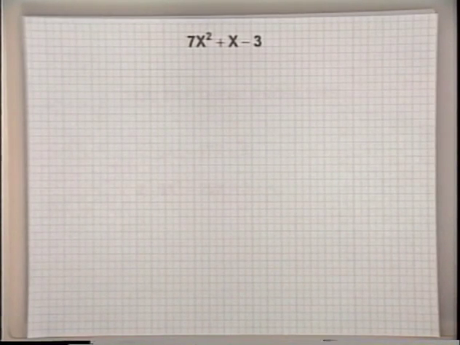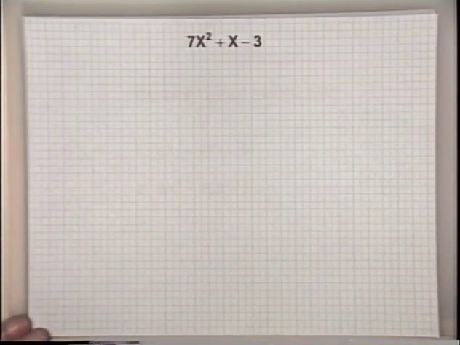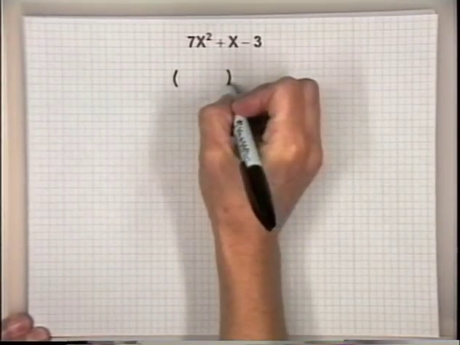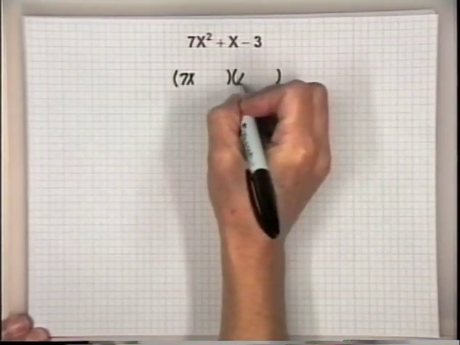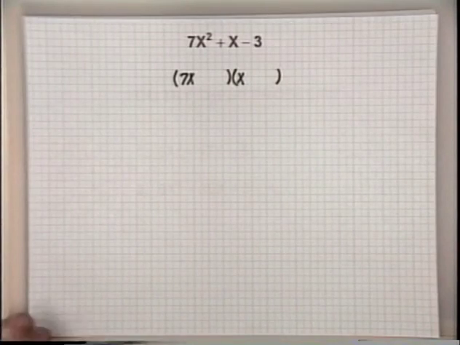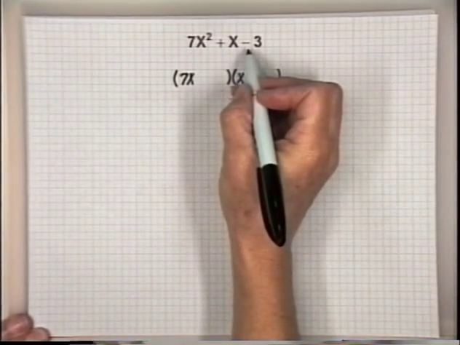7x squared plus x minus 3. I do not see a common factor here. The only possible factors of my first term would have to be 7x times 1x. I notice that I will have opposite signs again in this problem.